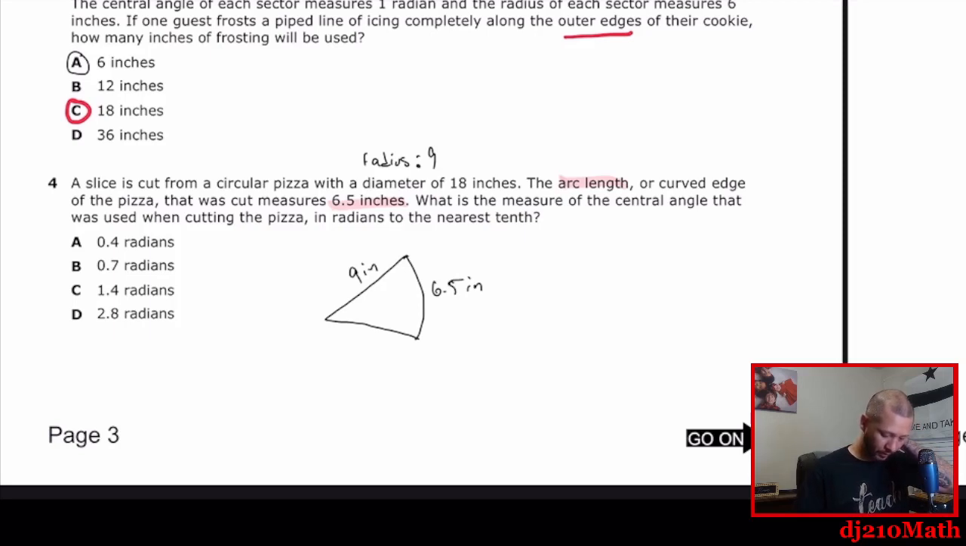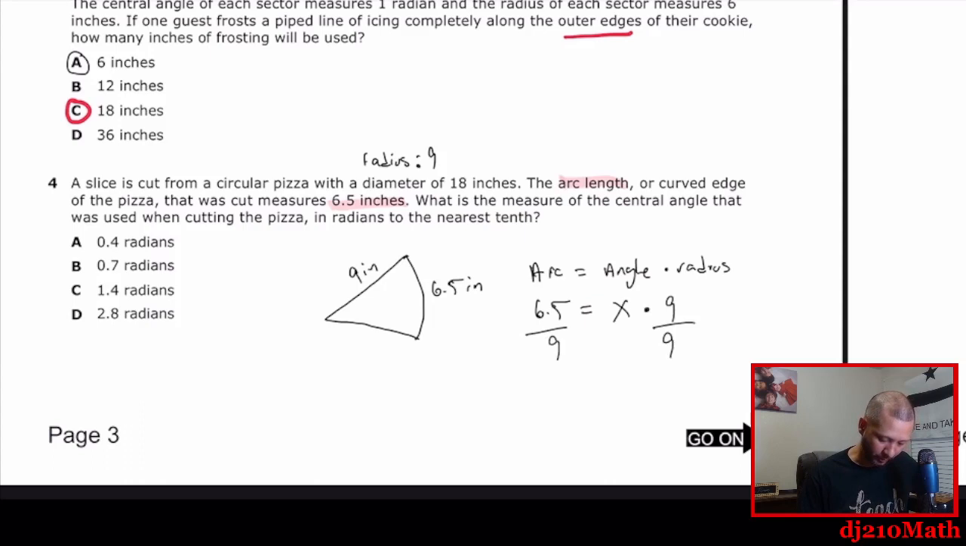So arc length is equal to the angle, which we're looking for, times the radius. So arc is going to be 6.5, angle unknown, radius is going to be 9. So then divide both sides by 9. 6.5 divided by 9 is 0.7. So it doesn't necessarily have to have pi in the answer. Just know that.